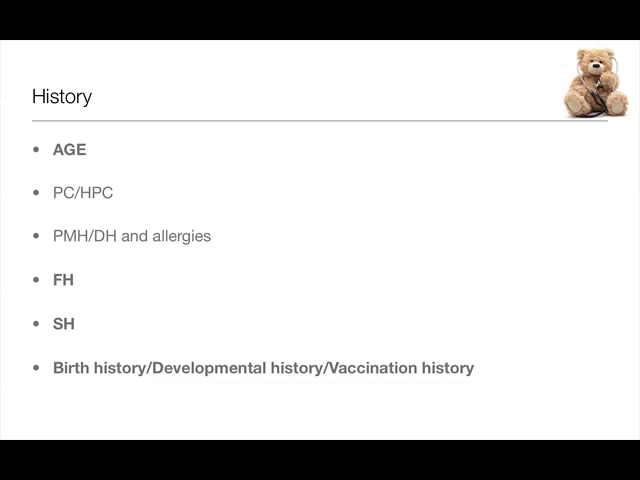Next, we come to the past medical history, drug history and allergies, which is the same as in an adult history. Then we move on to the family history. In paediatrics, it's always useful to draw a family tree, as genetic patterns can be seen more easily in this way. We come then to the social history.